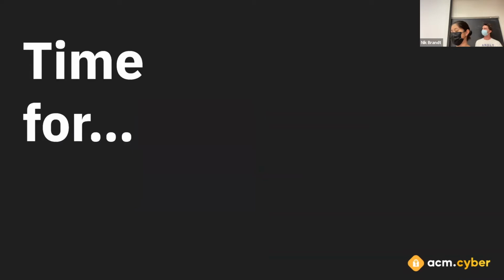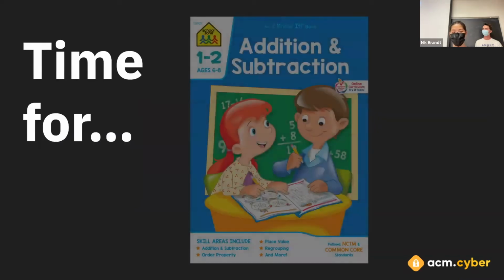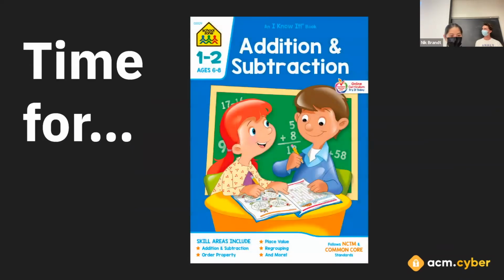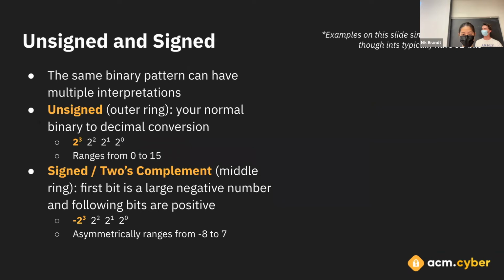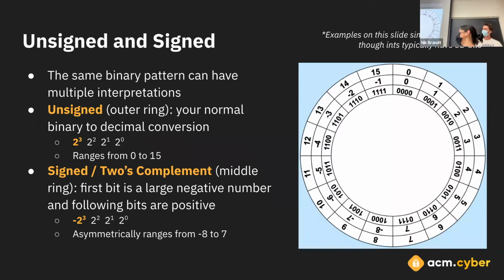Okay, cool. Now it's time for addition and subtraction. Yay. Okay, so before getting into that, we need to make a distinction between unsigned and signed integers. So we have this nice wheel over here. It's only representing 16 numbers, I believe. That's 4 bits. I would not have had room to fit 32 bits onto the screen, or it would be really tiny.